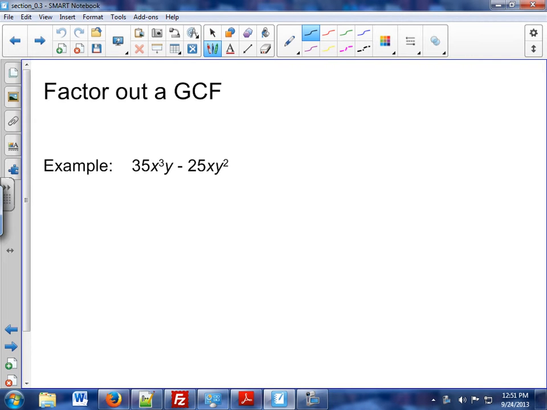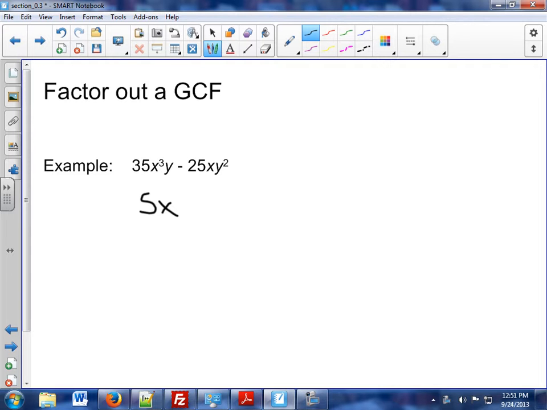All right, factoring out a GCF. What does GCF stand for? Greatest common factor. So you see, find a greatest common factor in 35 and 25. I'm guessing it's going to be a 5. I have 3 x's here, 1 x here. The greatest number of x's in both of them is 1.